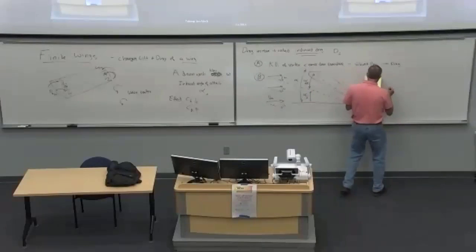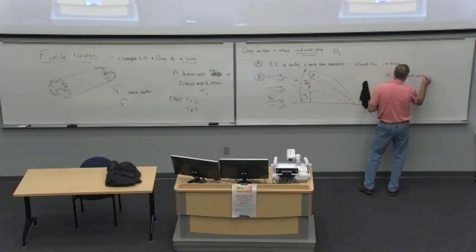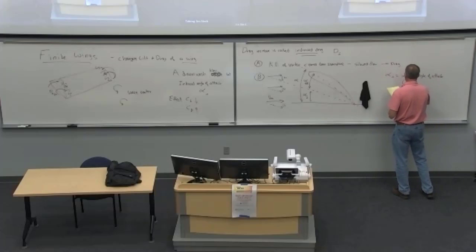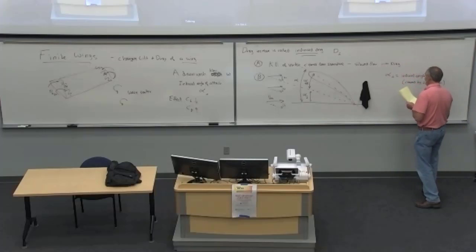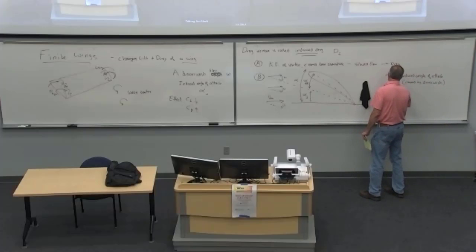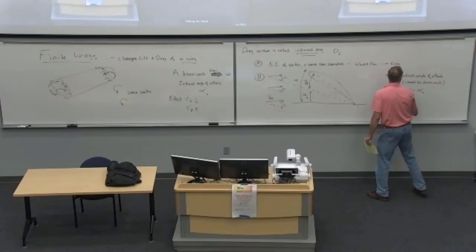So let's write some of these up here. Alpha I is the induced angle of attack. It's caused by the downwash. So it's a decrease in the angle of attack. So the alpha effective angle of attack is the real angle of attack of the free stream reduced by that downwash angle.